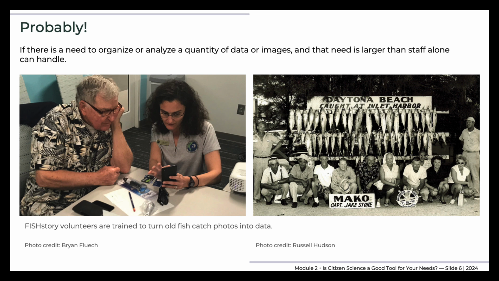An example of a data organization and analysis project is Fishery, run by the South Atlantic Fishery Management Council. For this project, volunteers examined historic photos of dockside fish catches taken prior to the 1990s to classify and document the species and lengths of fish caught during that time period.